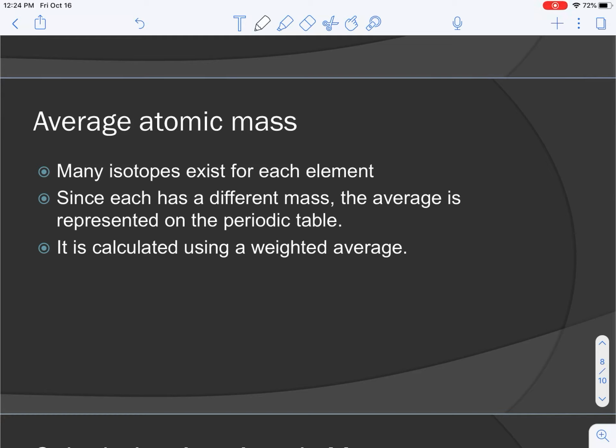What they do is they just take an average of what the average atom weighs for each element and put that in the periodic table. And that number is the number we use for molar mass. It's the number at the bottom of the box for each element in the middle of your periodic table. And they use a weighted average to calculate them.